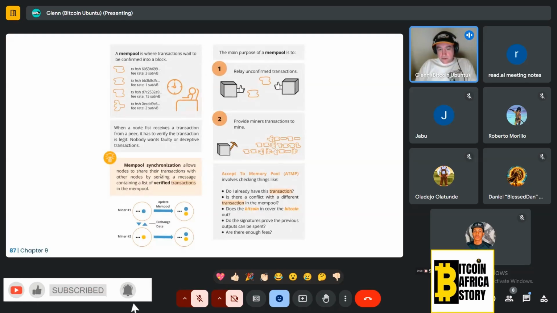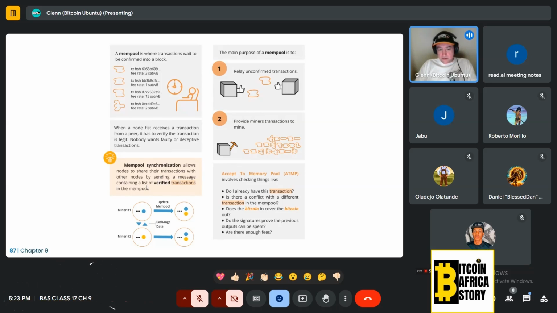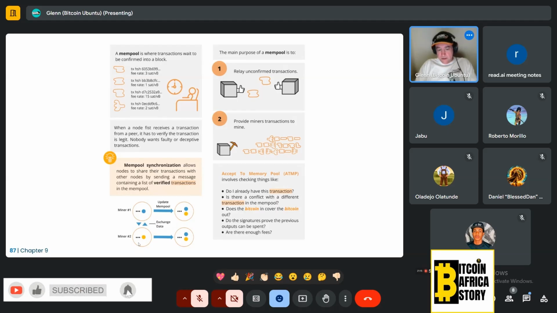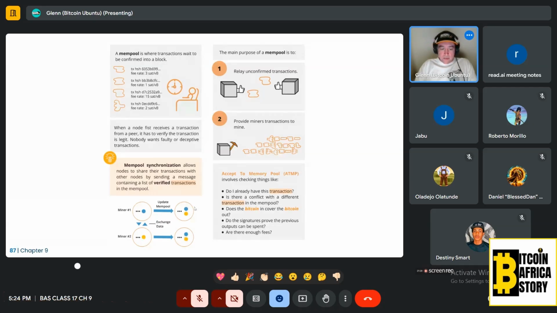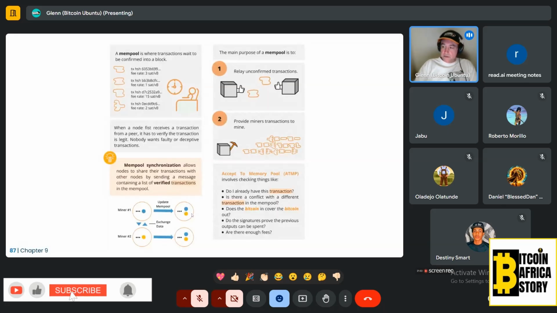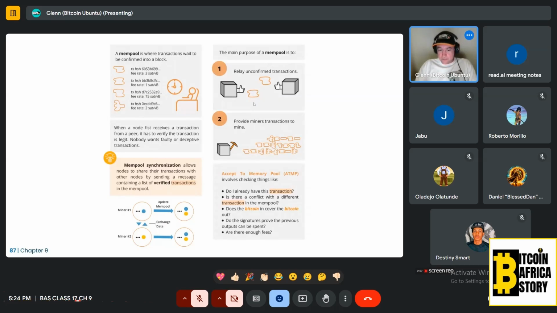Mempool synchronization allows nodes to share their transactions with other nodes by sending a message containing a list of verified transactions in the mempool. So here again, you can see miner number 1 and number 2. They have a different set of transactions in their mempool, but they exchange data so that they end up with a very similar list of transactions in their mempools. So every node has its own memory pool.